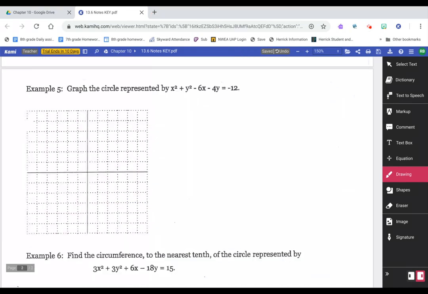For example 5, they want you to graph the circle represented by x squared plus y squared minus 6x minus 4y equal to negative 12. And you might be thinking to yourself, I have no idea how to do this. You can do this though. I've shown you how to get an equation that gives you the center of a circle and the radius. So if I know the center and I know the radius, I can draw a circular graph.